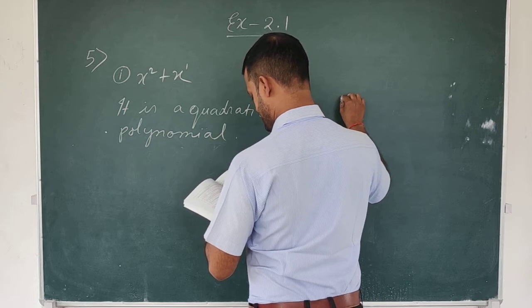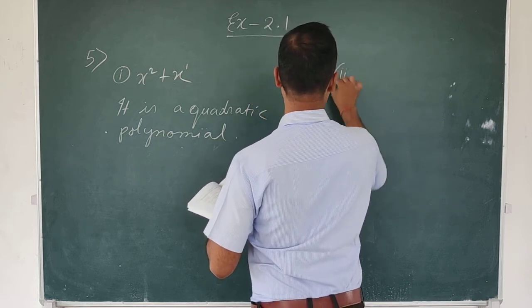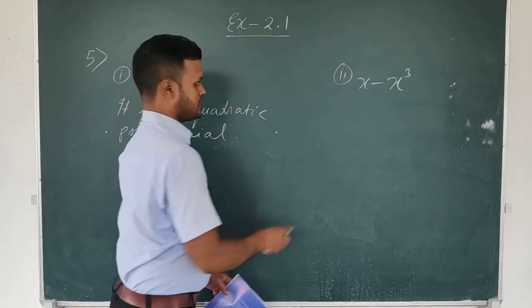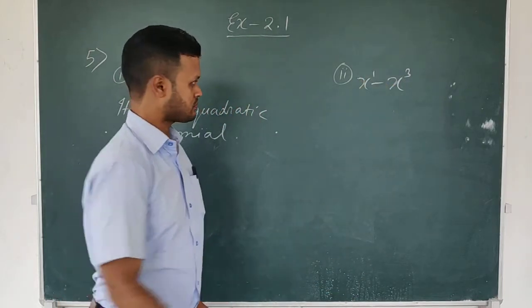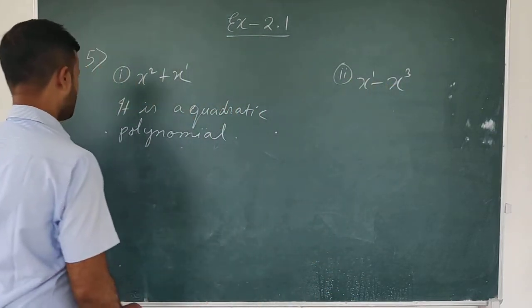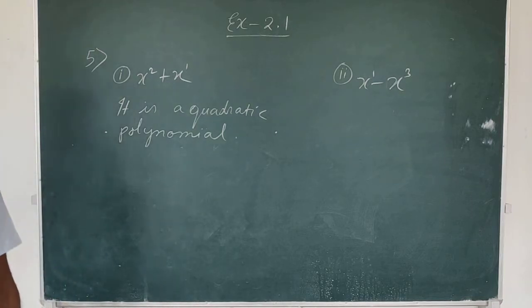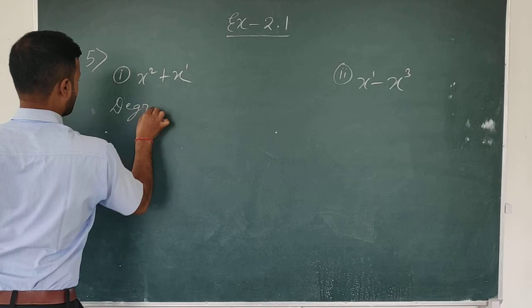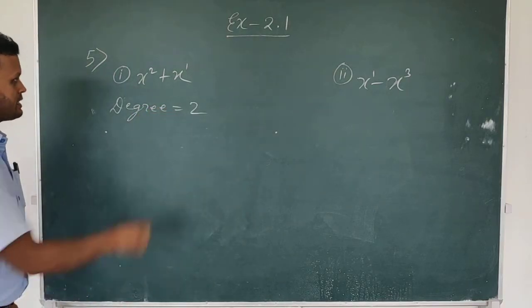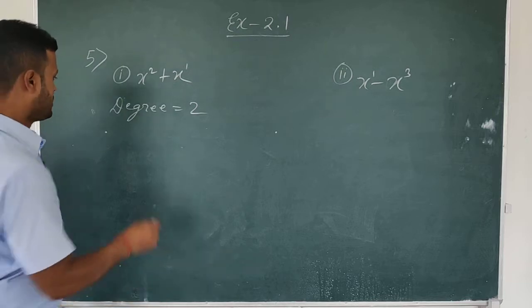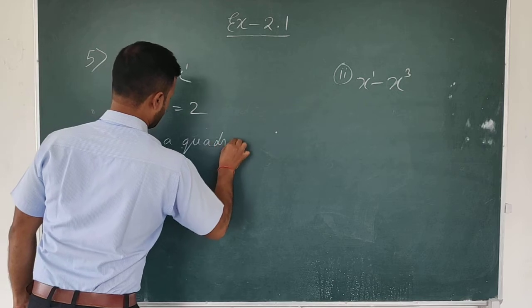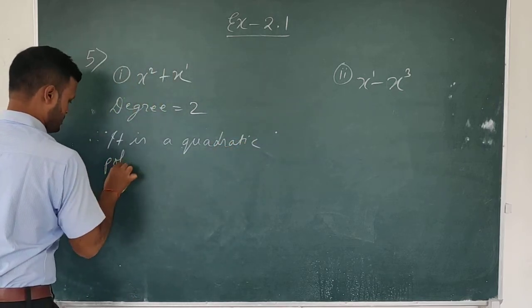Number 2: x minus x square. Just you have to see the degree. What is the degree here? Here what is the highest power? Highest power is 2. So degree is 2. Therefore it is a quadratic polynomial.